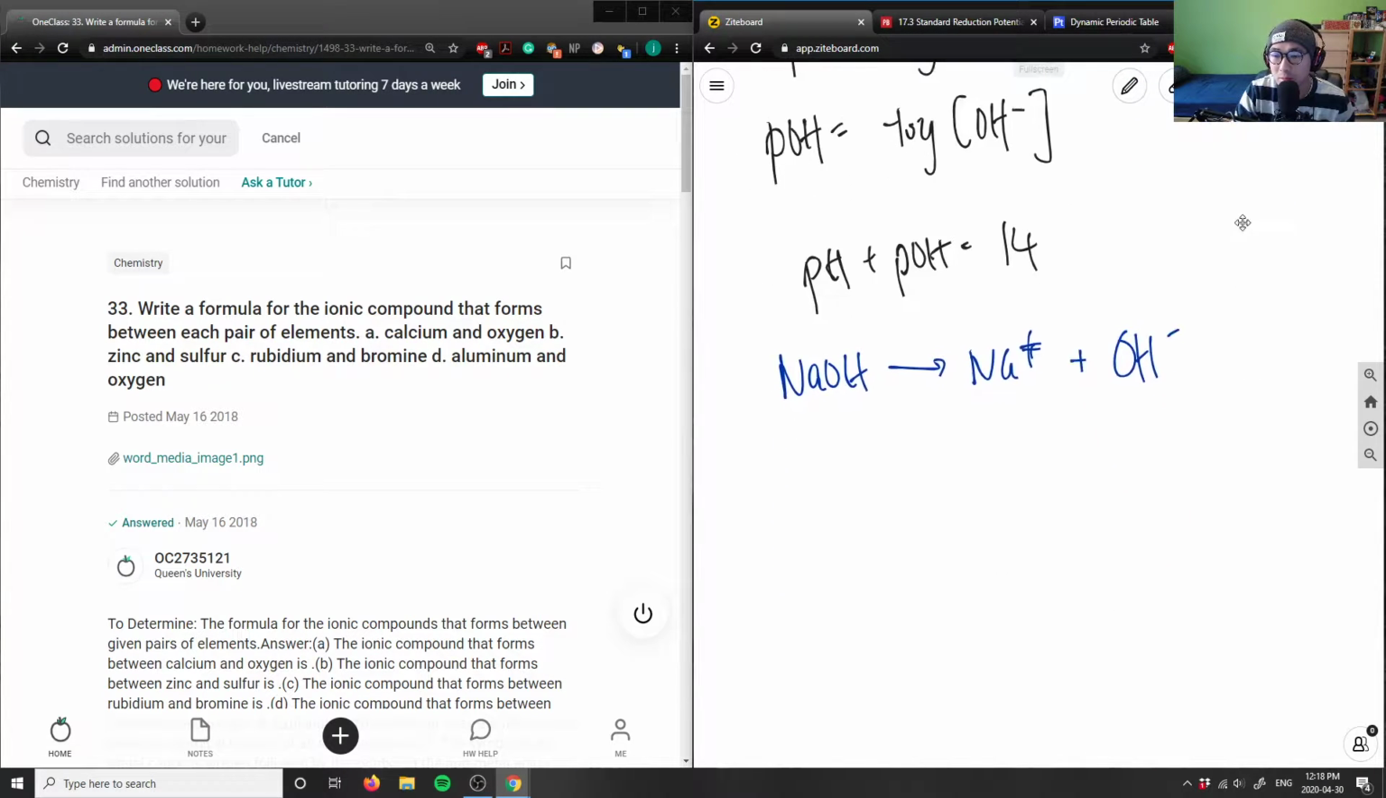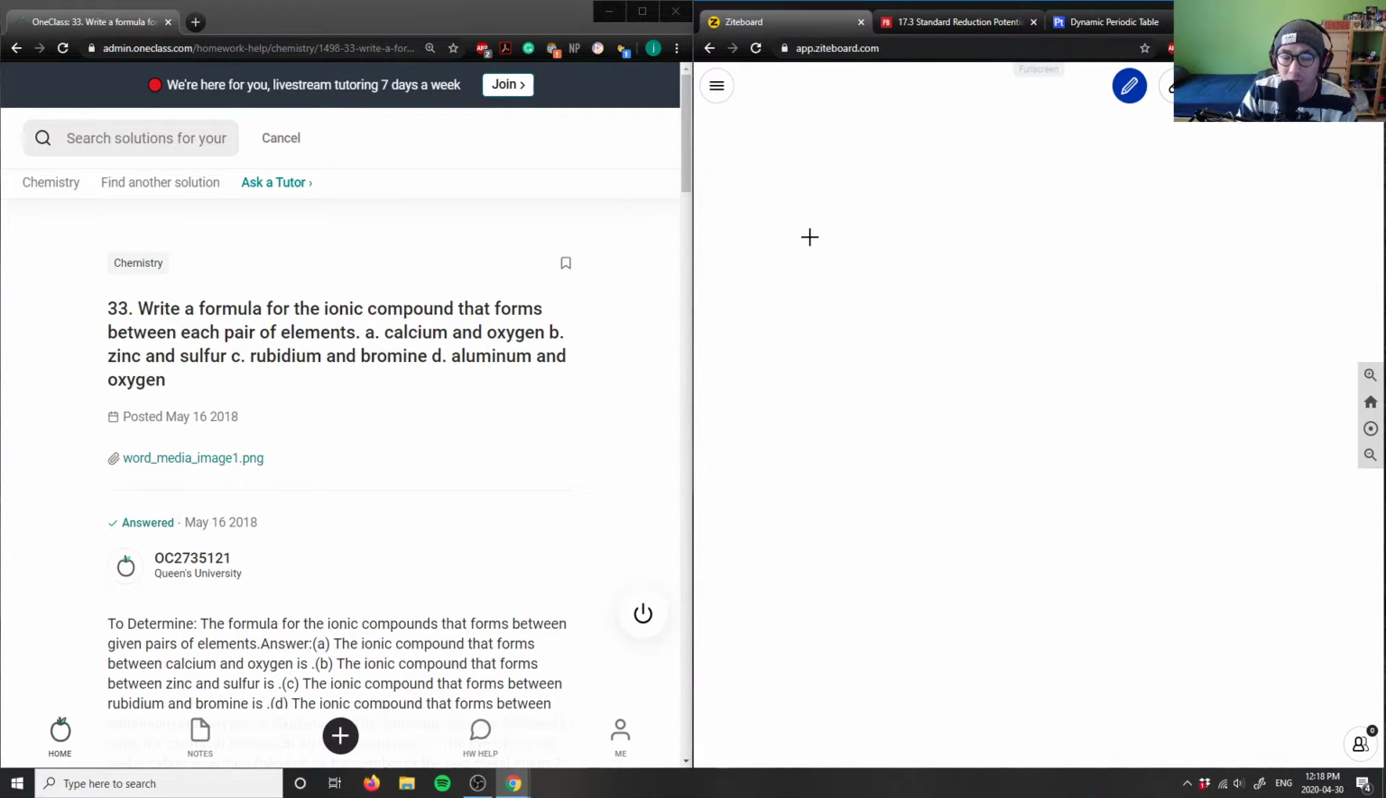Okay, this is number 2. Number 3 is asking, write a formula for the ionic compounds that form between each pair of elements here. So this is a pretty easy question. We know that they're given ionic compounds, so I know it's going to be a metal and a non-metal, right, for ionic compounds. So this will probably be asked in actually a grade 10 class here.